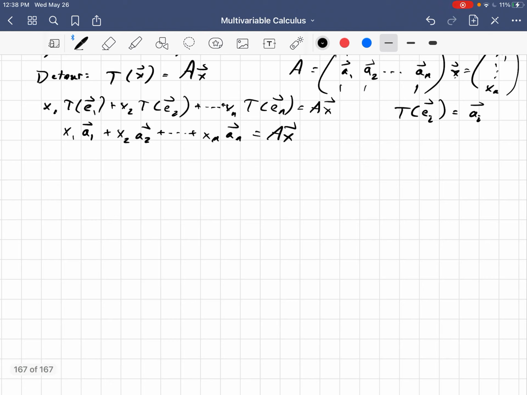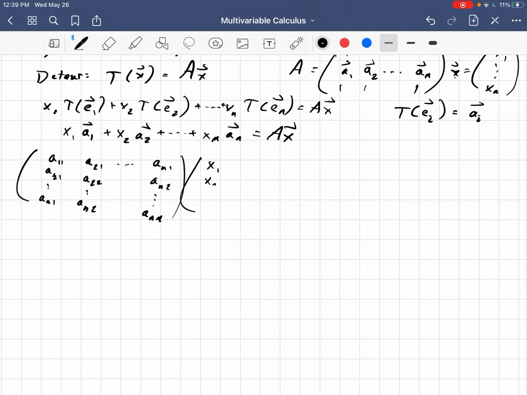Now, if we're to write out all of the components of all of these n vectors, right, we would get something like a sub 1,1, a sub 2,1, dot dot dot, a sub n1, a sub 1,2, a sub 2,2, dot dot dot, a sub n2, dot dot dot, a sub nn, and then that is going to be multiplied by x sub 1, x sub 2, dot dot dot, x sub n.